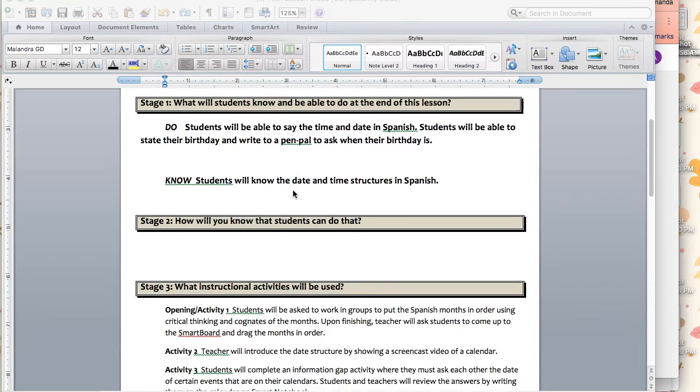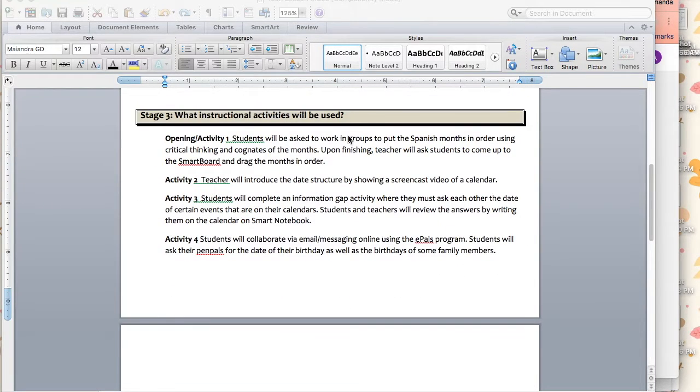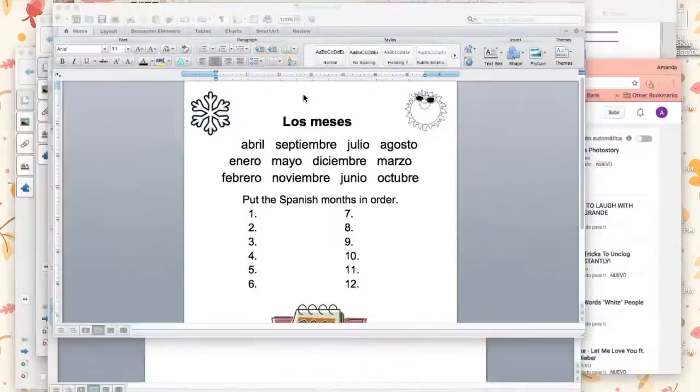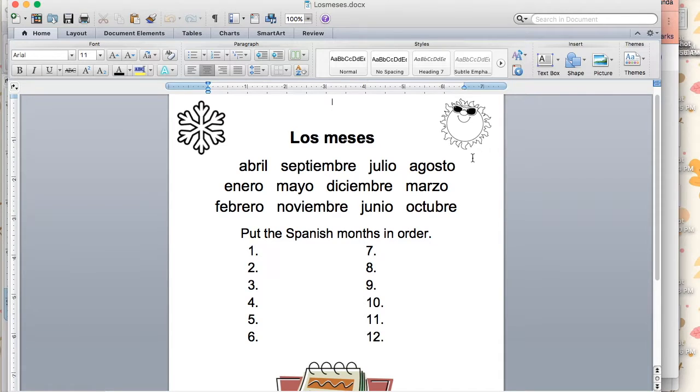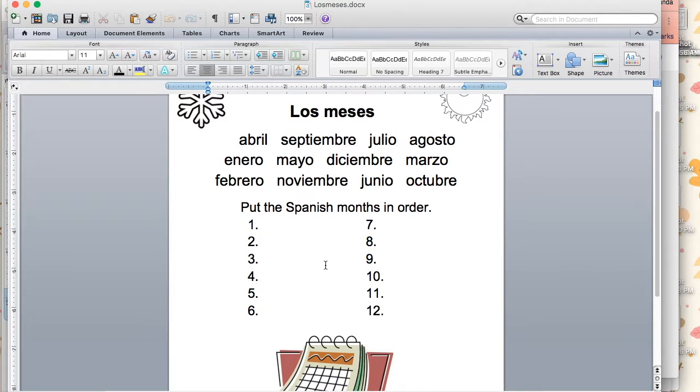So students will start off by working in groups to use a Spanish worksheet, and they're going to use the Spanish worksheet with their critical thinking skills and put these months in order. The reason that I'm giving them no guidance for this is because the majority of them, with the exception of enero, are cognates, so students should be able to write those months in order fairly easily.